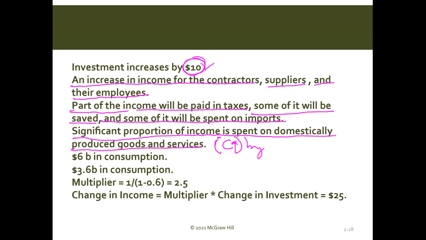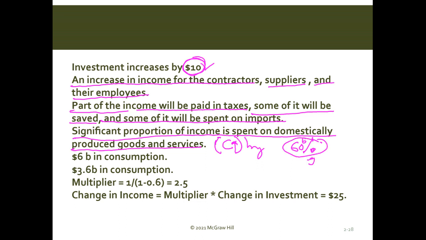Let's assume, and this is an assumption which we will discuss in the next chapter, that these consumers who are going to spend this money on domestically produced goods and services spend, suppose, 60% of their income. So 40% will be used as taxes, savings, and imports. So 60%, we write as 0.6.